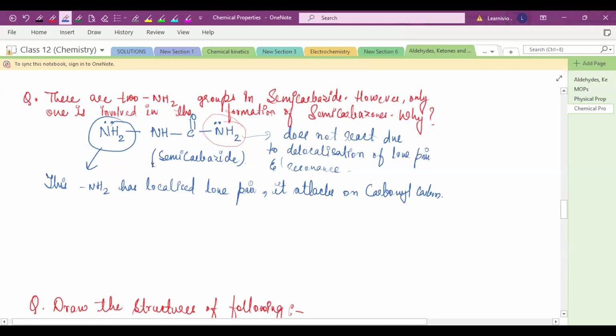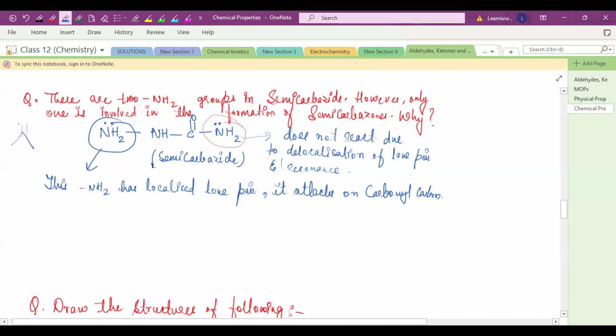But what about this one, this terminal NH2? This nitrogen is not involved in the resonance, so its lone pair is free. This NH2 has a localized lone pair, so it can attack; it is more nucleophilic. This nitrogen can act as a nucleophile and attack the carbonyl carbon of the carbonyl compound. This lone pair, the terminal one, will attack the carbonyl compound and convert the semicarbazide to a semicarbazone.